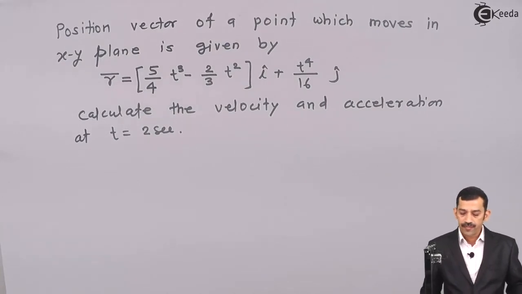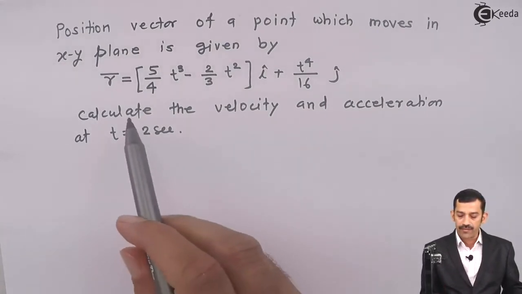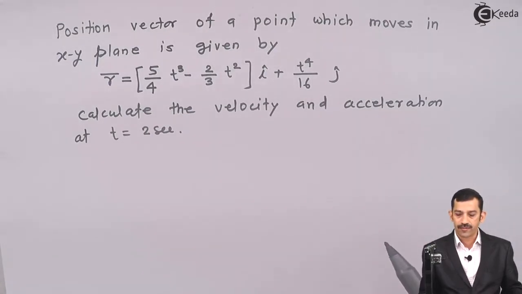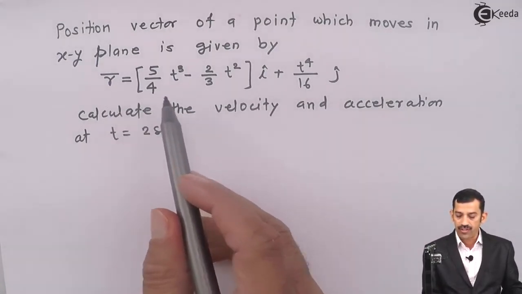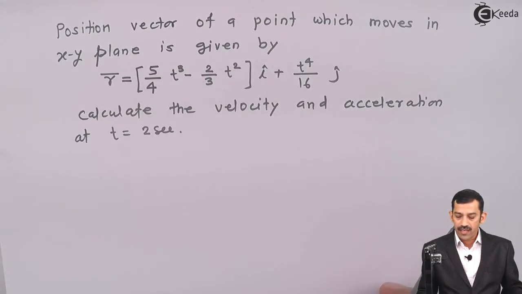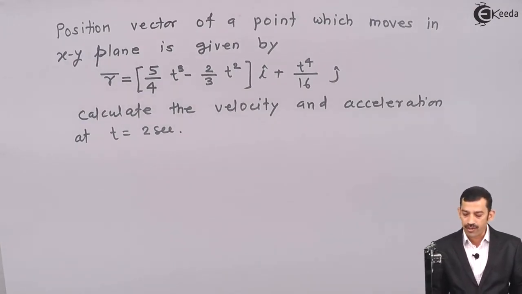In this problem, this r bar is given in ij terms. That means this position vector r bar is xi plus yj, where the x value is 5 by 4 t cube minus 2 by 3 t square and y is t raised to 4 by 16. As x and y are given as functions of time t, this problem comes under the xy component approach. Solution is possible using the xy component approach.